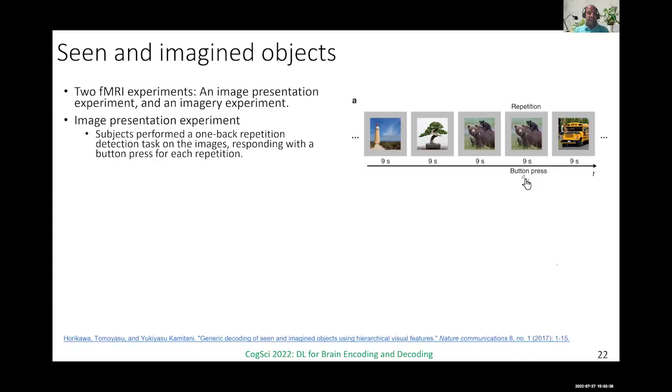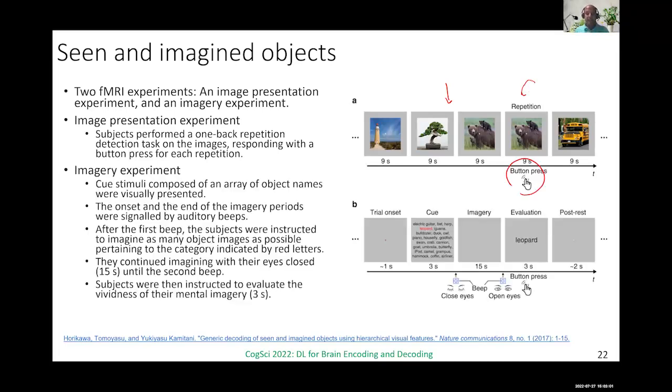This new data set essentially is about seen and imagined objects. Here there are two kinds of experiments, and fMRI data was collected for both: a presentation experiment and an imagery experiment. In the presentation experiment, subjects were presented the images as you see them here, and then they were asked to flag repetition. If there's a repetition, the subject is supposed to press a button, and essentially they are given 9 seconds each.